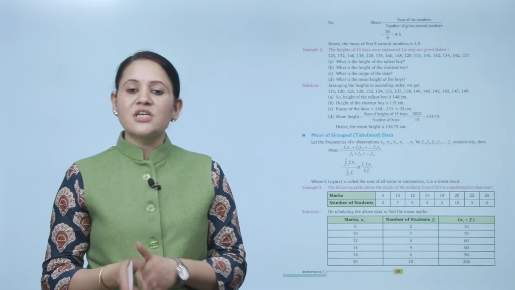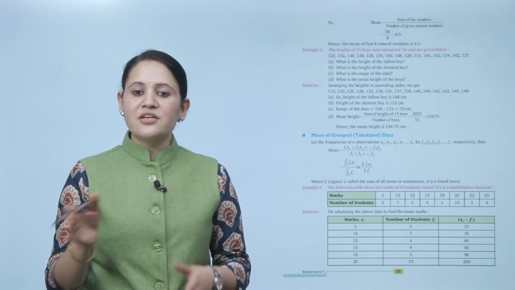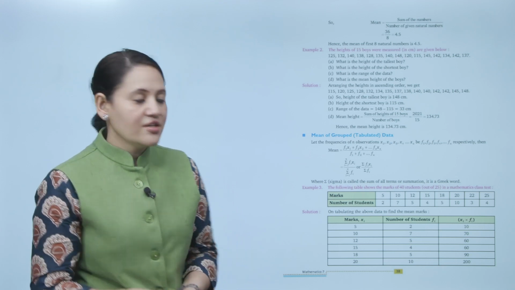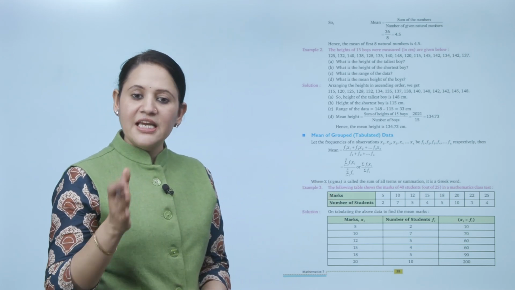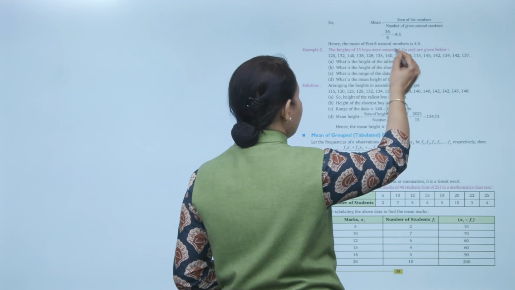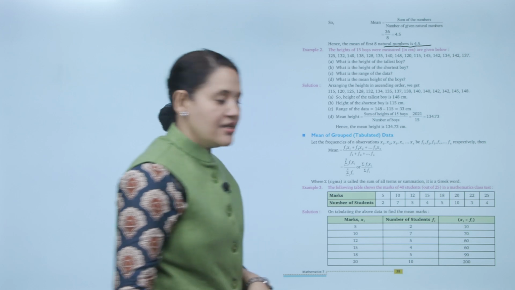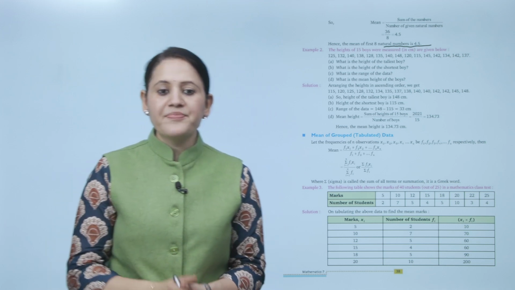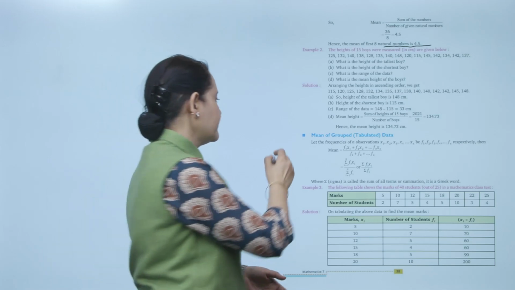So mean equals हो जाएगा sum of numbers divided by the number of given natural numbers. So that is 8, because we have to find the mean of the first 8 natural numbers. So 8 से divide करेंगे, 36 divided by 8, that is 4.5. So the mean of the first 8 natural numbers is 4.5. Clear?